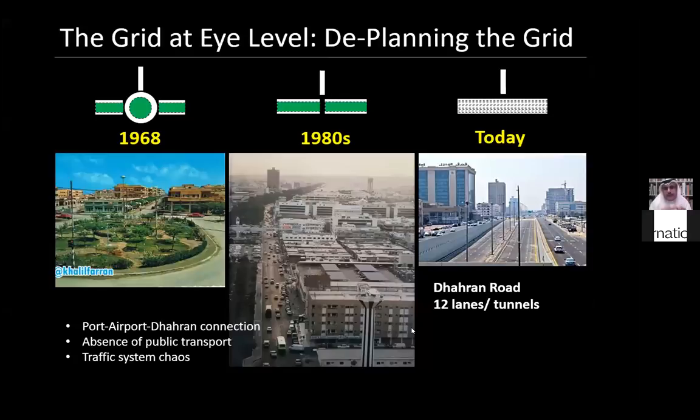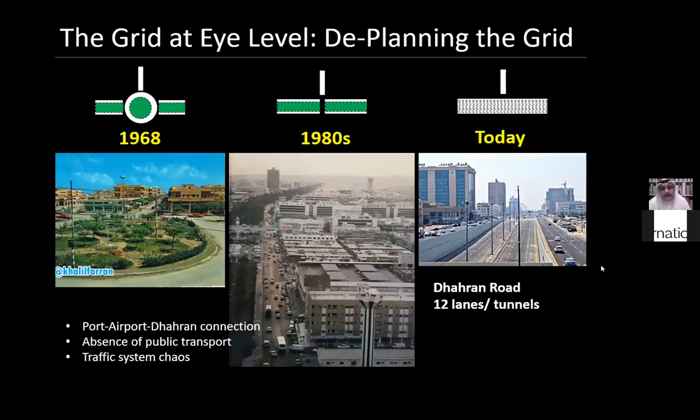If we look at the major strategic changes of how the street has changed, from 1968 up until today, you'd see that at that time, this is the intersection between King Khalid Street here and the Dahran Highway, which links the sea to Dahran. At that time, King Khalid Street was a proper urban space. Starting in the 1980s, Dahran Road started being transformed to a major highway that leads to Dahran, then to Dammam. And right now, it's a 12-lane highway with a tunnel, and the link between the street and the major feeder highway is completely disrupted here.